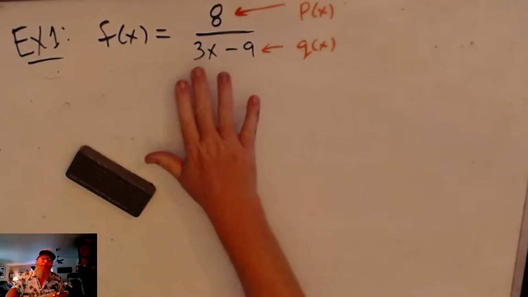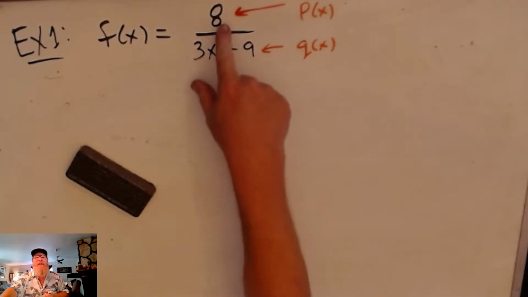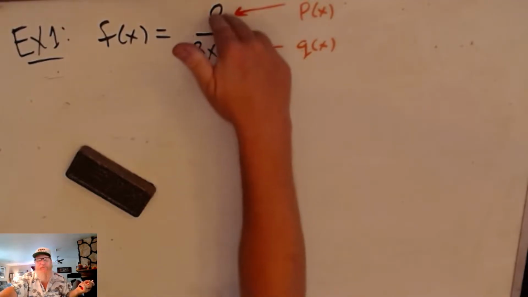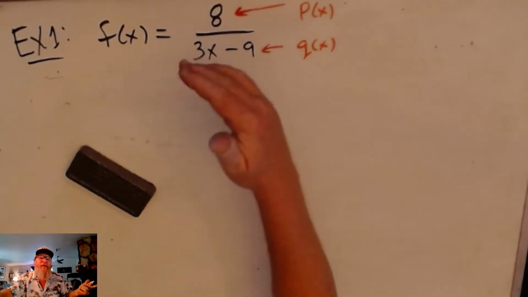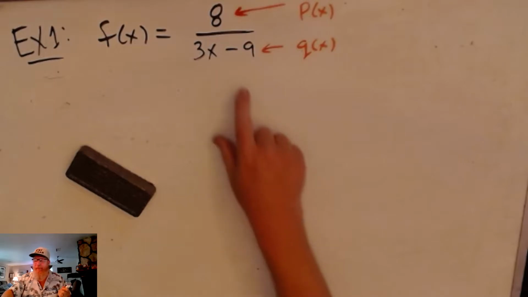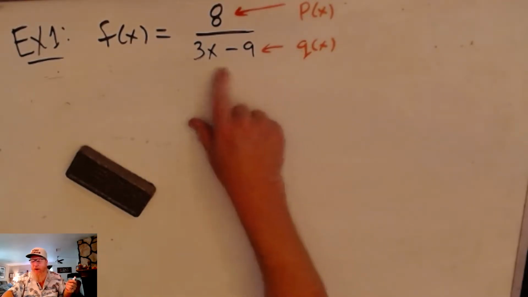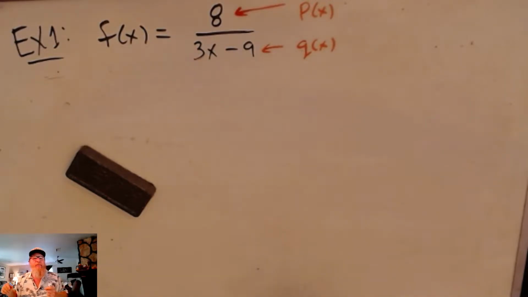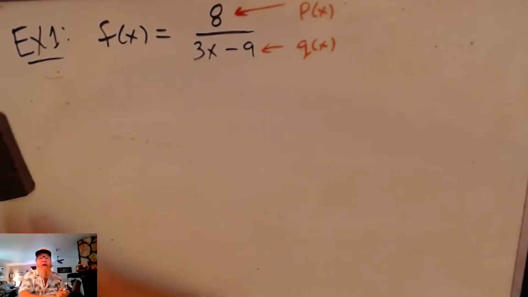Now this is a pretty basic example. Look, p of x is a polynomial of degree 0. Right? It's a constant function. So it's not a very big polynomial. And then the denominator is a polynomial of degree 1. So it's a linear function, or a linear polynomial, degree 1 polynomial. All right, so let's get right into it.